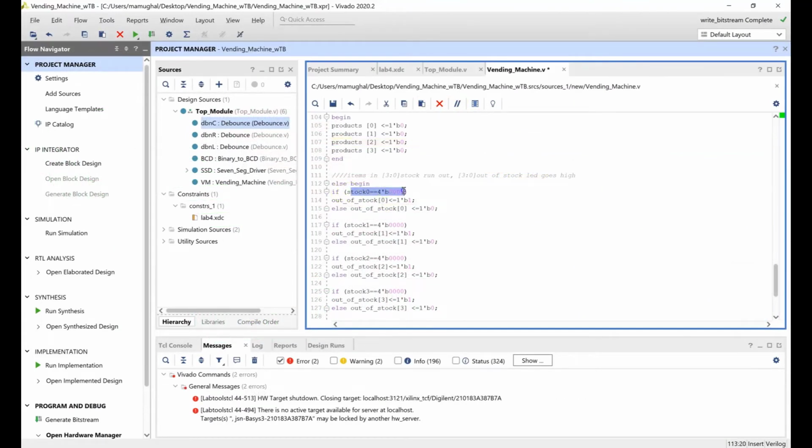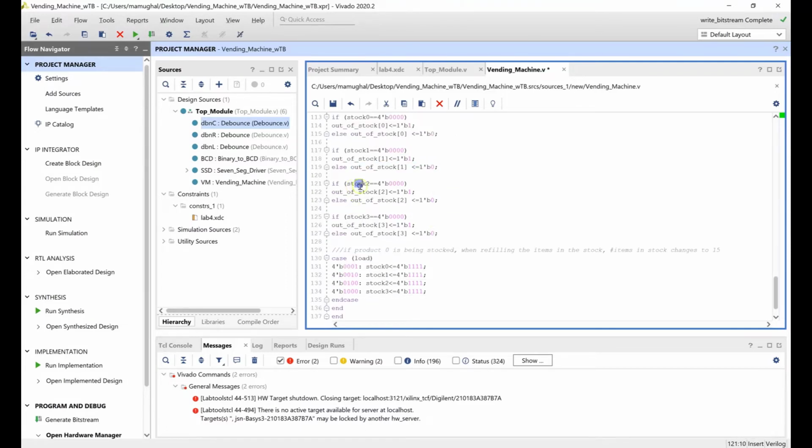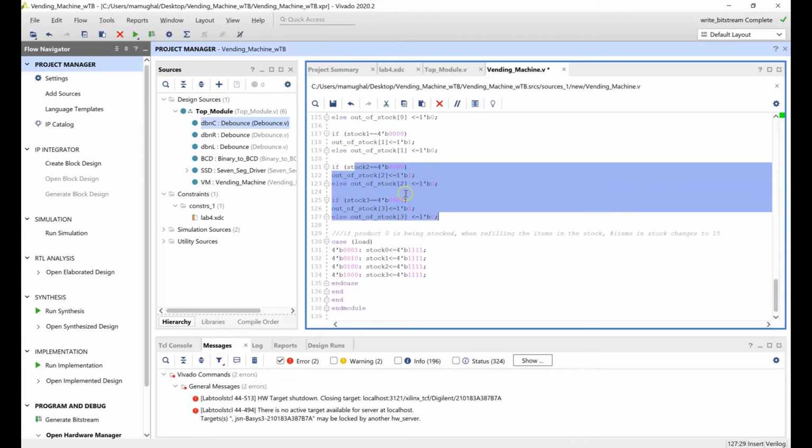So if the stock is 0, that means we have run out of gum, then the out of stock 0 will be set to 1, and the LED will light up indicating that we are out of gum. Else, out of stock will always be 0. Similarly, if we run out of chocolates, the out of stock LED for the chocolate will be on. If that's not the case, then it will always be off. And similarly, same thing for the bag of chips and for the drink.